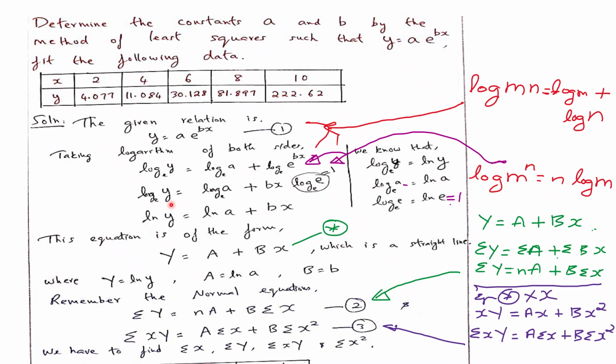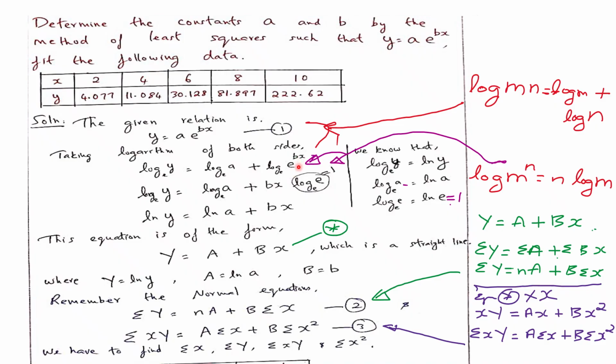Log y base e is the same, that is equal to log a base e, same, plus here you see this is of the form of the second logarithmic rule. See here what I have written, log m to the power n is equal to n log m. So here m means, what is it? e. n means bx.